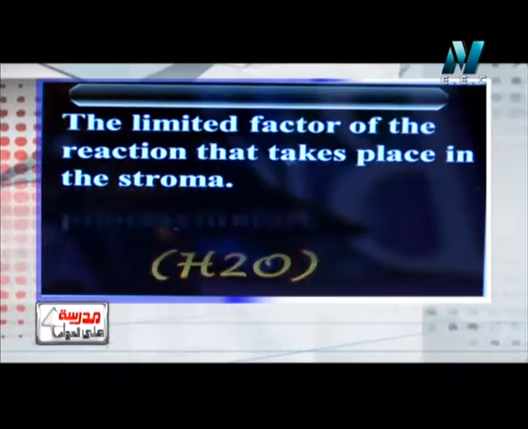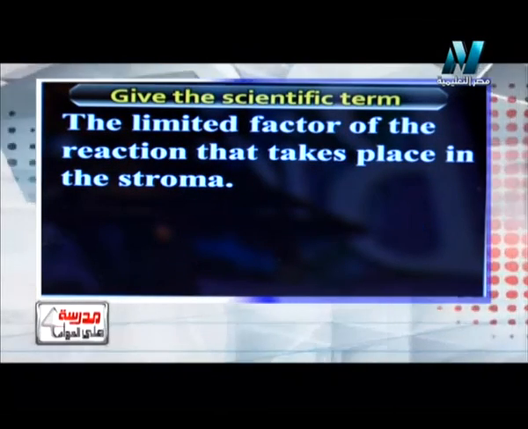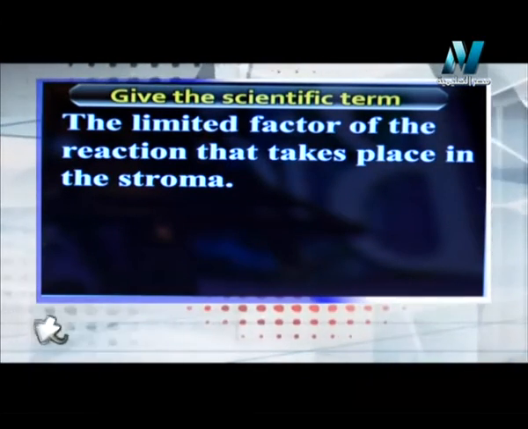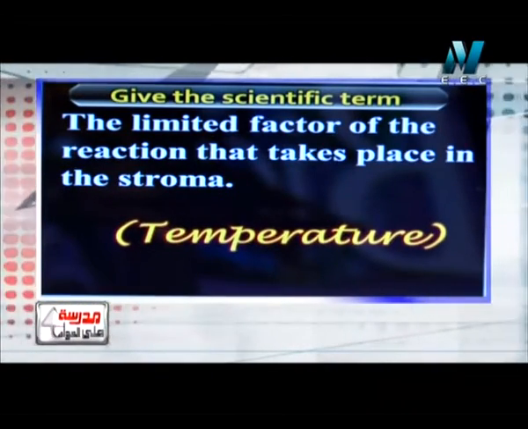The next: the limiting factor of the reaction that takes place in the stroma. The question asks about the limiting factor of the dark reaction. It is the temperature, because the dark reaction is an enzymatic reaction, and enzymes act in a very low range of temperature. So, because the dark reaction is an enzymatic reaction, the temperature is a limiting factor of the dark reaction.